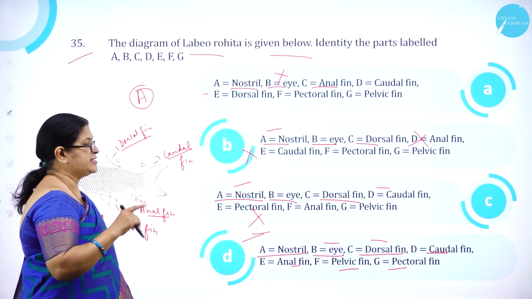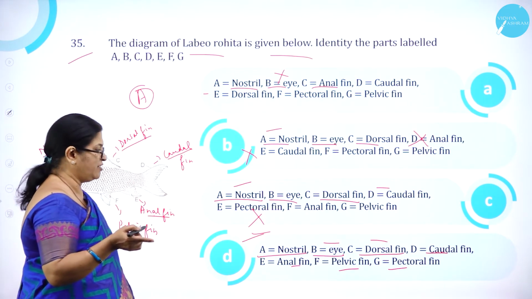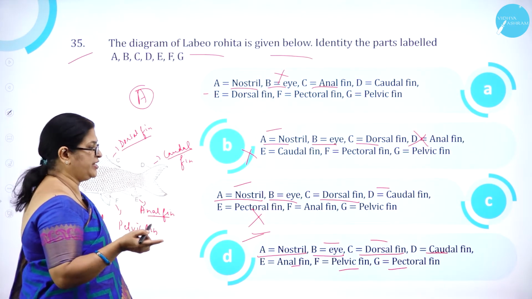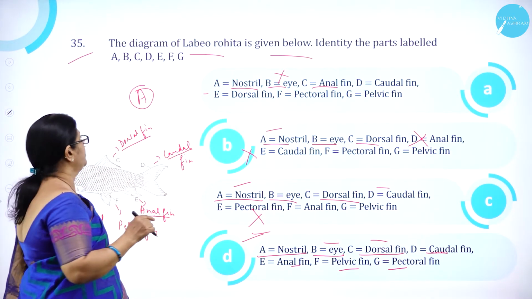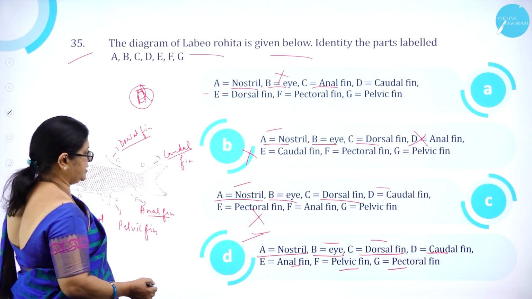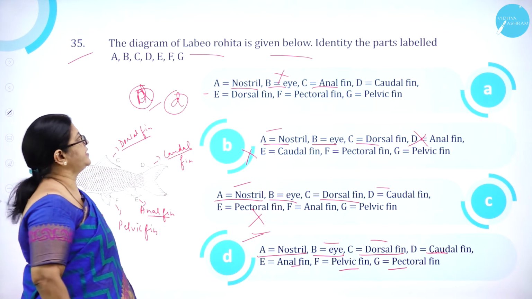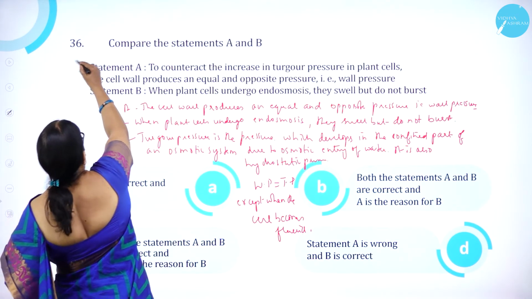A is nostril. B is eye. C is dorsal fin. D is caudal fin. E is anal fin. F is pelvic fin. G is pectoral fin. So option D is correct. Moving on to question number 36.